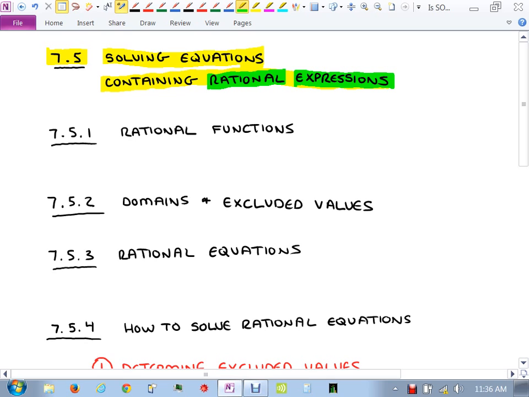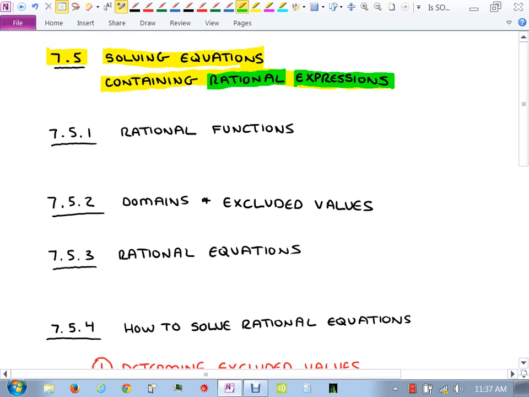Rational expressions, what does that mean? What is a rational expression? Any ideas? Rational, what does the word rational mean or where does it come from? Look at the first five letters of the word rational. Ratio. A ratio is a fraction, right? A ratio is a fraction. So basically this is saying, in this section, we will be solving equations that involve fractions.